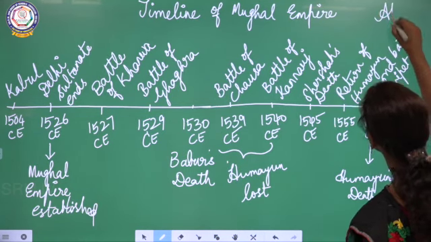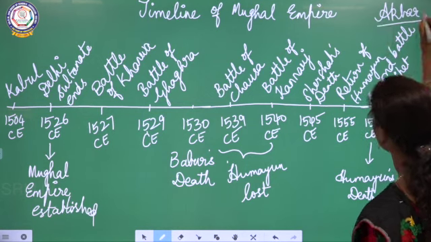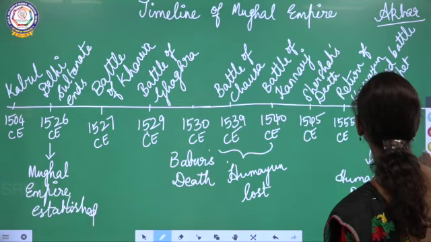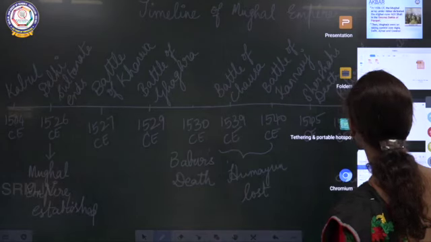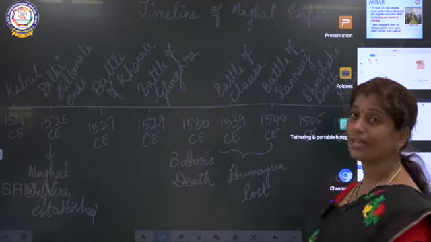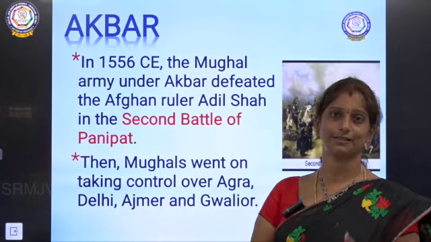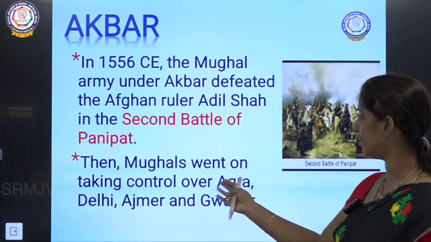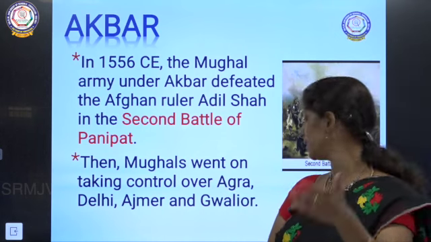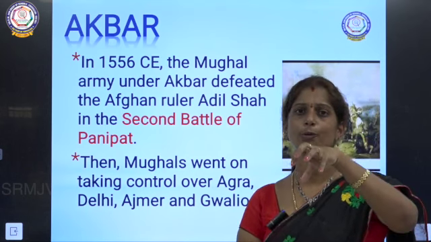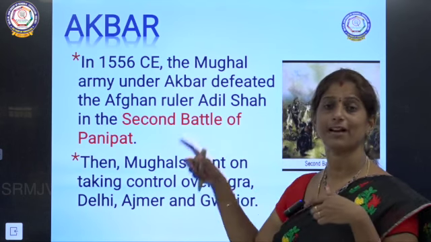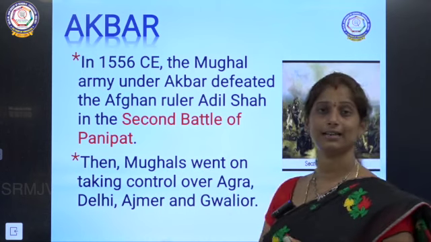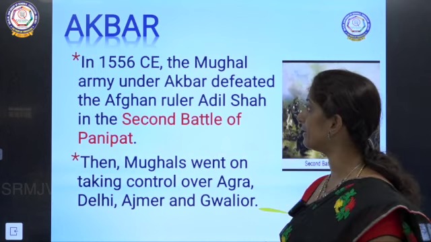And now Akbar was on rule. Now Akbar is ruling over the empire. After this second battle of Panipat, their control expanded across the country. The Mughal empire's control expanded to many places in the country like Agra, Delhi, Ajmer and Gwalior. When it was earlier focused on one particular place, after the second battle of Panipat, the empire expanded to various regions like Agra, Delhi, Ajmer and Gwalior.